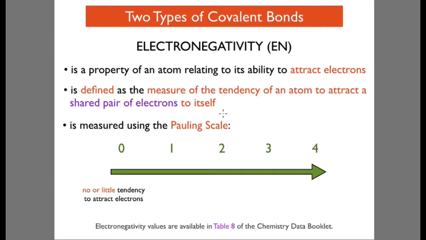No or little tendency to attract electrons, you have an electronegativity rating of 0. If you have a very strong tendency to attract electrons, the maximum would be 4. You can find electronegativity values in Table 8 of your data booklet.